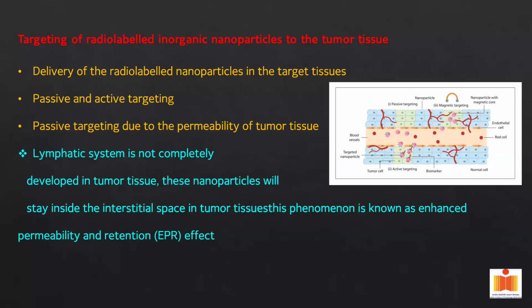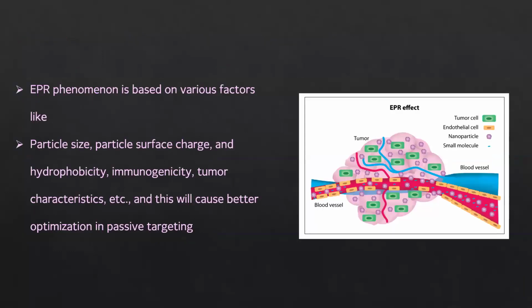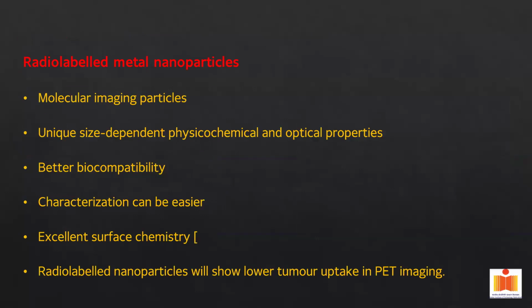So again, it uses the EPR effect. EPR is the enhanced permeability and retention effect. So this is also an important phenomenon. Again, this is the image of the EPR effect here. It is based on the size, surface, immunogenicity, characteristics, tumor, everything. So this is a tumor, blood supply is there, and there are different mechanisms which are happening at this level. Next, please. So metal nanoparticles are the same. You just tag them. There are different entities which are coming. Next, please.